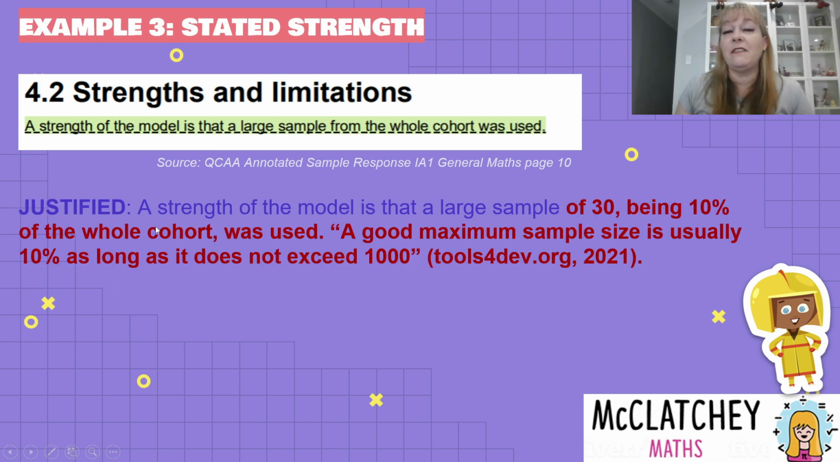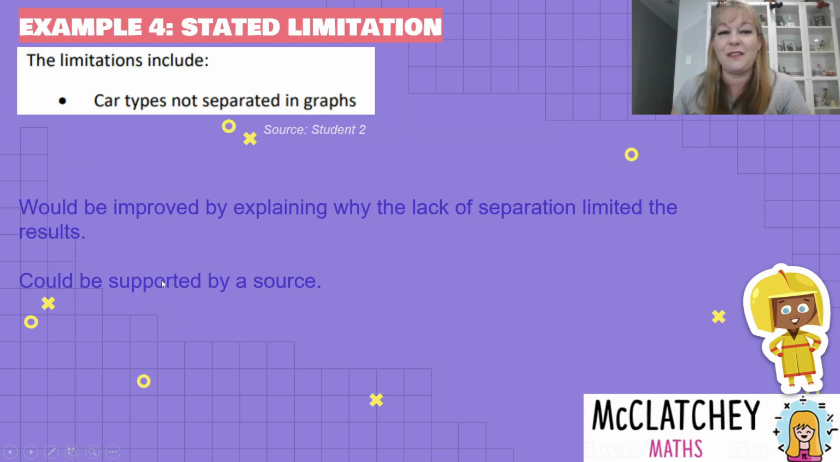So I've actually taken this one that the QCAA has used as part of their exemplar, and I've justified it. A strength of the model is that a large sample of 30, being 10% of the whole cohort, was used. And now I've got a quote: a good maximum sample size is usually 10% as long as it does not exceed 1,000. And that comes from toolsfordev.org 2021. So now I've justified my strength.